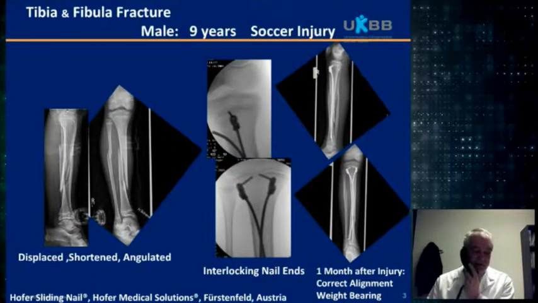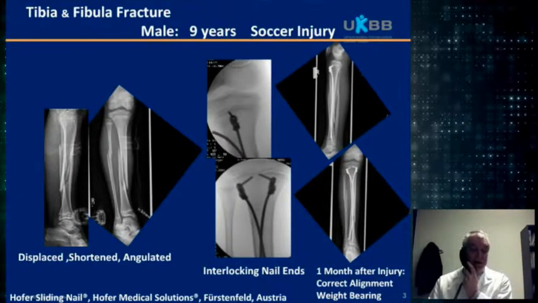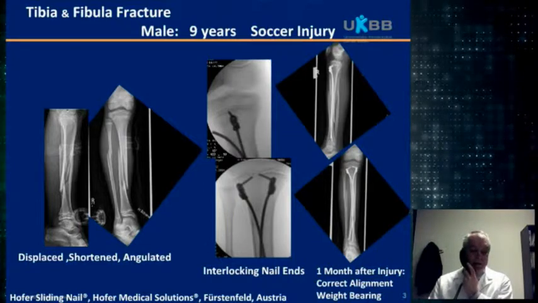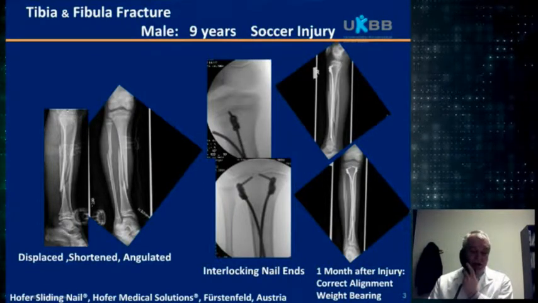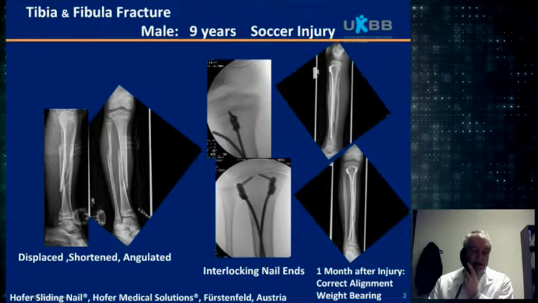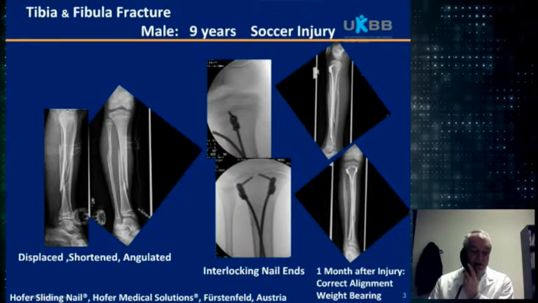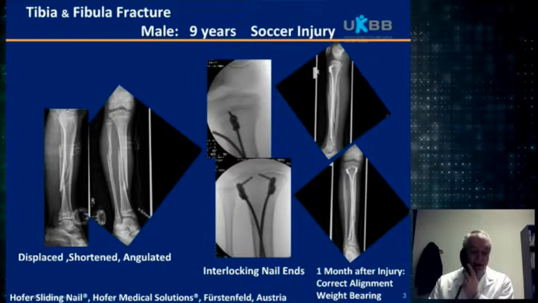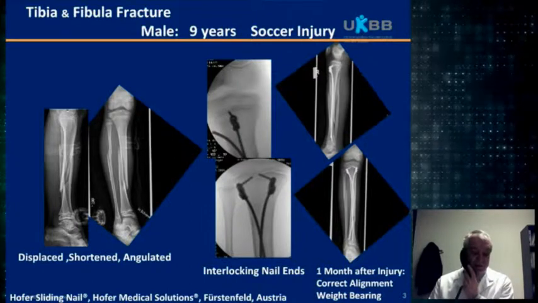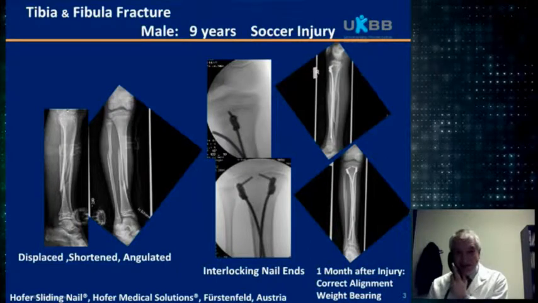Here you see displaced fractures of both tibia and fibula in a 9-year-old boy. Stabilization by insertion of interlocking intramedullary nails was carried out. Correct alignment and beginning of consolidation 1 month after the injury is visible. Thank you for your attention.